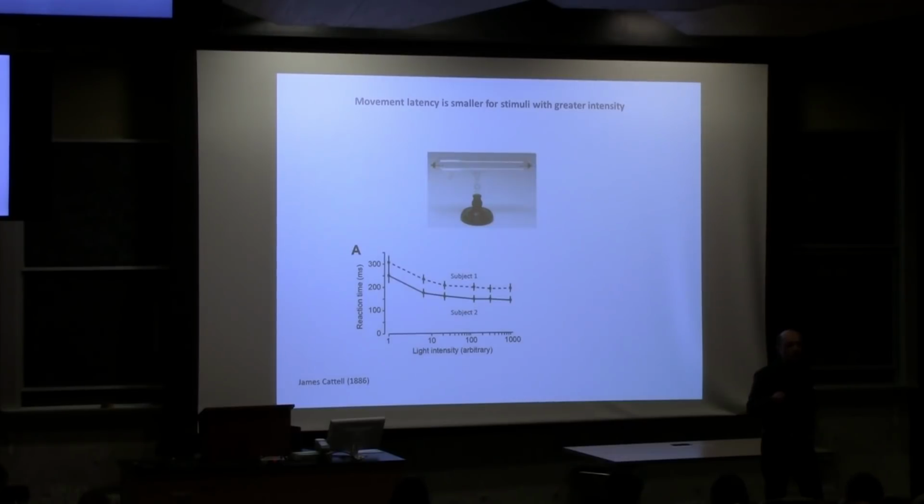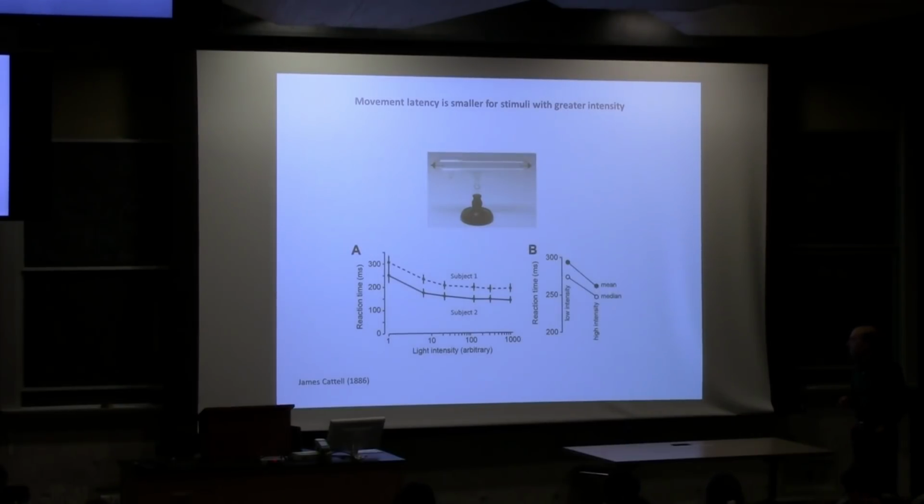Maybe somehow that amount of light reaches some kind of a threshold earlier because you see it sooner, perhaps. But we'll talk about what that means. The other important aspect of this data, however, is shown here, where you look at the statistics of that reaction time.